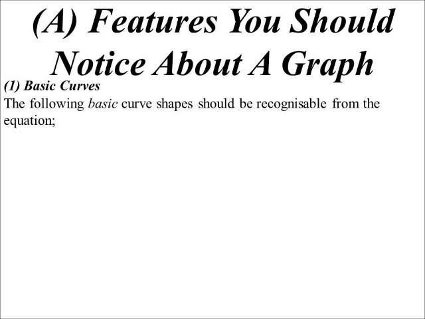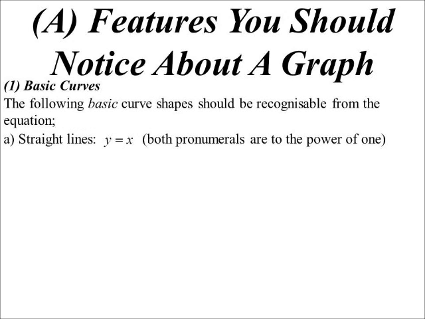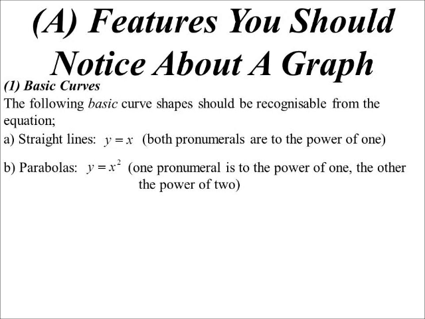And so the equations, obviously straight lines being the most basic, so y equals x being the most basic straight line. How do we recognise it? Oh, look, both pronumerals to the power of 1 there. Hopefully we would recognise a straight line. Parabolas. Oh, my goodness. One of the pronumerals is now to the power of 2. Quadratics will always produce a parabola.